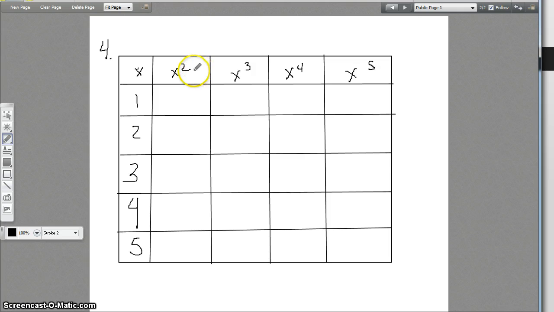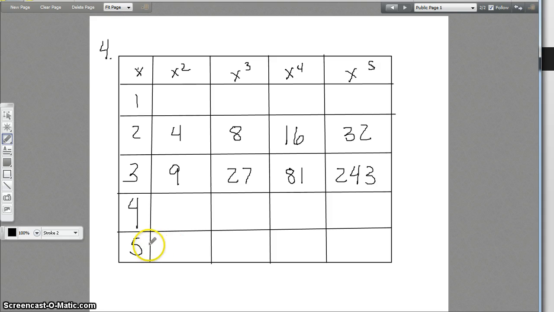And then they want you to find x squared, x cubed, x to the fourth, and x to the fifth for each one of these values of x. We're only going to do a couple of these on the video because you can do the rest at home. So 2 squared is 4, times another 2 is 8, times another 2 is 16, times another 2 is 32. 3 times 3 is 9, times 3 is 27, times 3 is 81, and then times 3 again is 243.